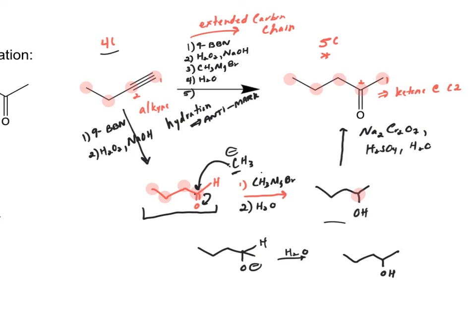I wonder if I have enough room. Okay, well, hydration, anti-Markovnikov, I'll rewrite that. So in that fifth step, we have our chromic acid reaction. There's a couple of options here. We have Na2Cr2O7, H2SO4, water. You could also use PCC in methylene chloride. You could also use CrO3, H3O+, and acetone. There are a couple different options there. And again, this was anti-Markovnikov hydration.